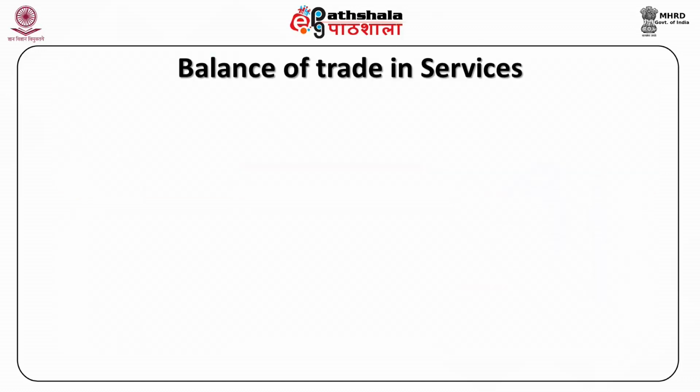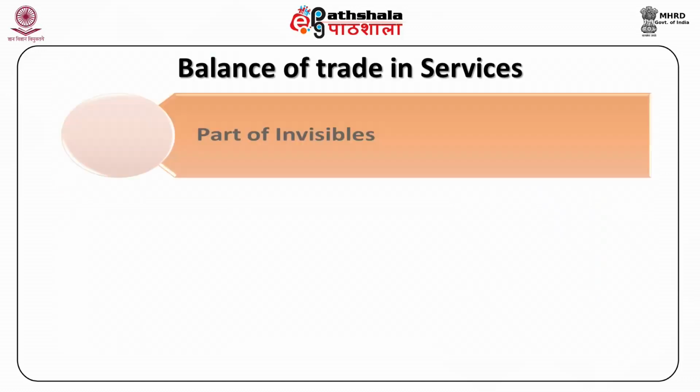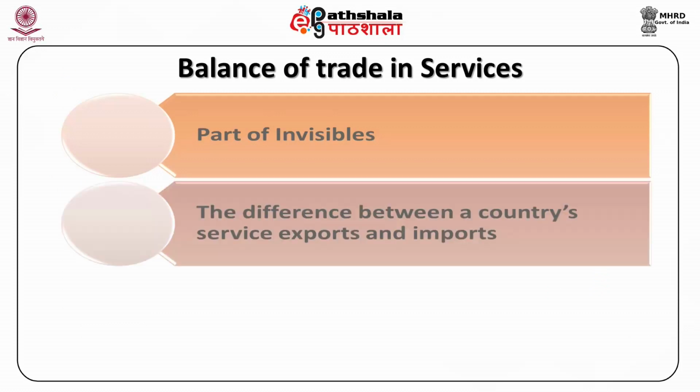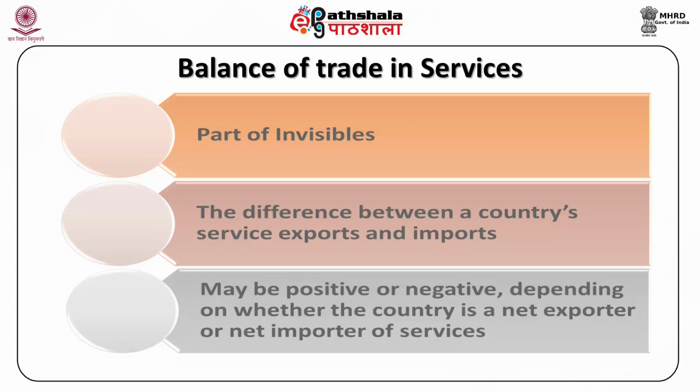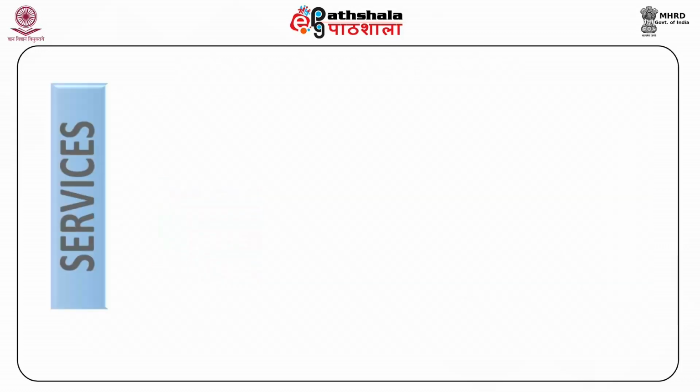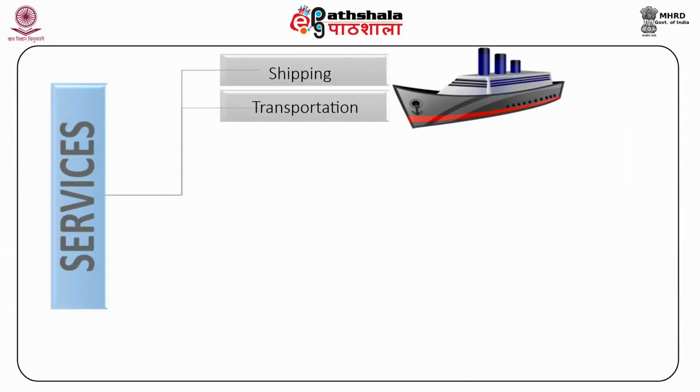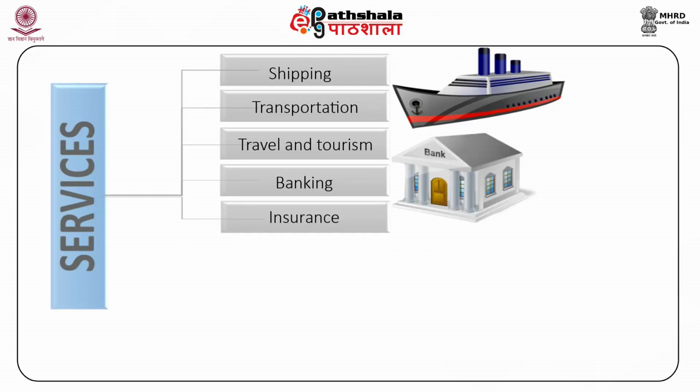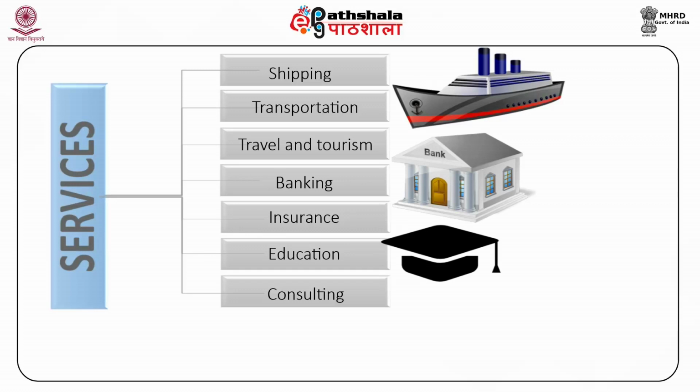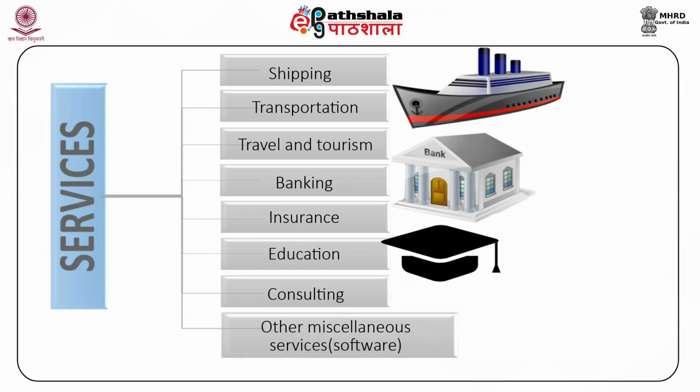The balance of trade in services, part of invisibles, reflects the difference between a country's service exports and imports. It may also be positive or negative, depending on whether the country is a net exporter or net importer of services. Services include shipping, transportation, travel and tourism, banking, insurance, education, consulting, and other miscellaneous services such as software.